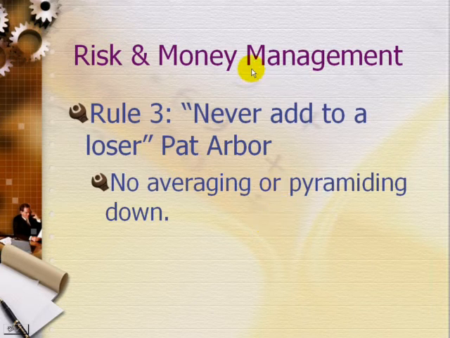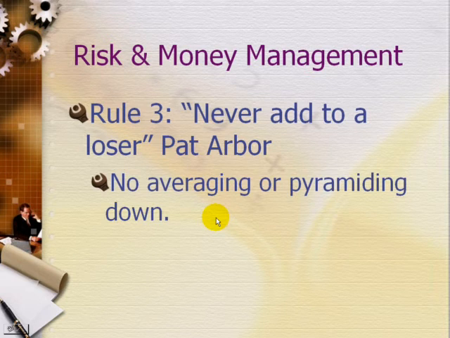The third rule of risk and money management is never add to a loser. That means no averaging or no pyramiding down. What do I mean by that? Well, what I mean is many traders will say, oh, look, the stock has fallen further. I know, I'll buy some more. I'll buy some more because my average entry price will drop and I'm more likely then to come out without a loss. Others will pyramid.